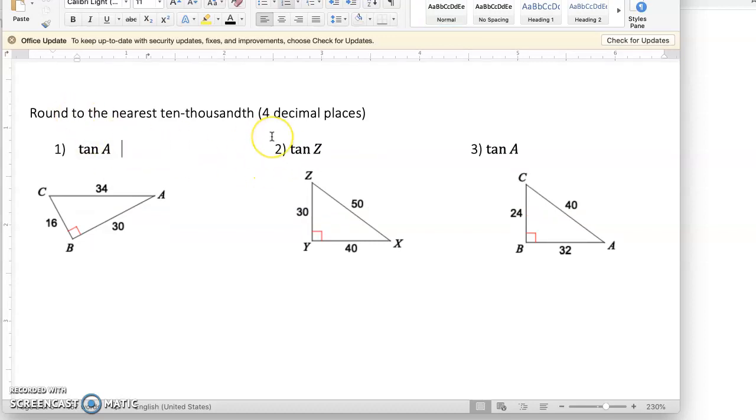So for this first example, if I'm dealing with the tangent of angle A, here's angle A, the opposite side is 16, the adjacent side is 30. For the tangent of angle Z, the opposite side is 40, and the adjacent side is 30. And in the last example, the tangent of angle A, the opposite side is 24, and the adjacent side is 32.